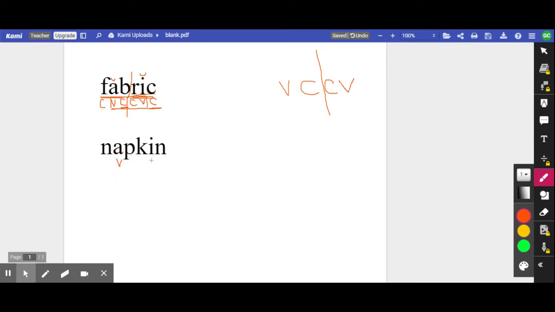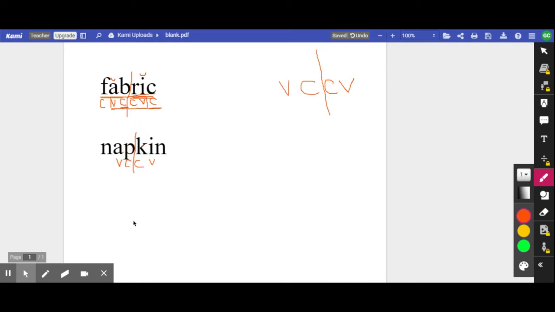A and I. I can see that this is going to be a two-syllable word because it has two vowels. All right, so I'm going to remember, look at the pattern between my vowels. I have this vowel, consonant, consonant, vowel pattern. And when I have that pattern, I'm usually going to split right between those consonants. So I'm going to split between those consonants, which ends up being between my P and my K.